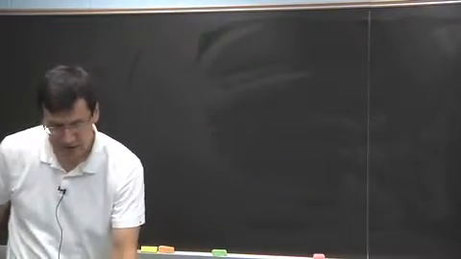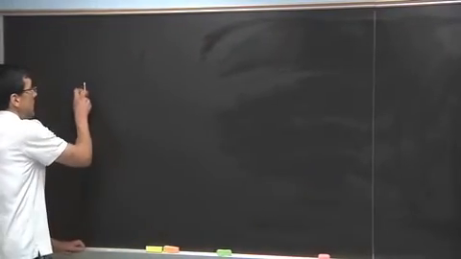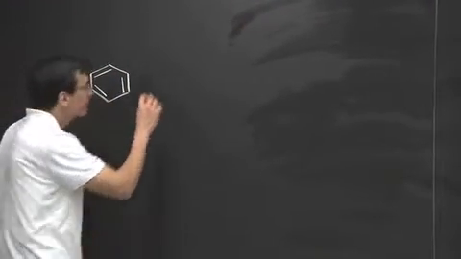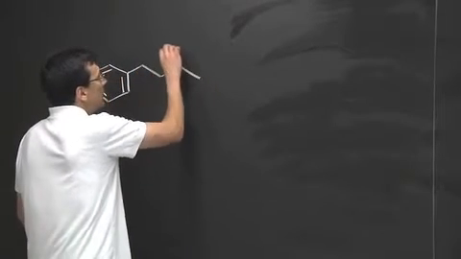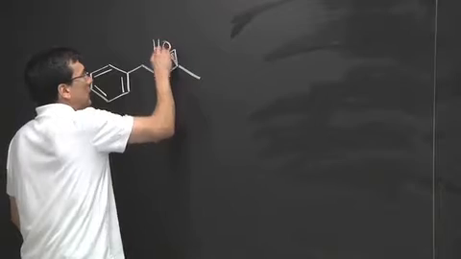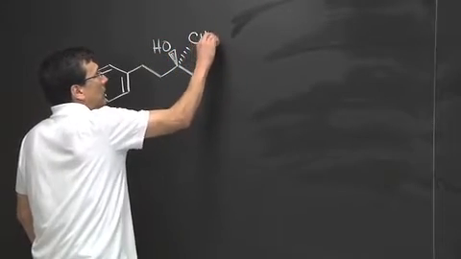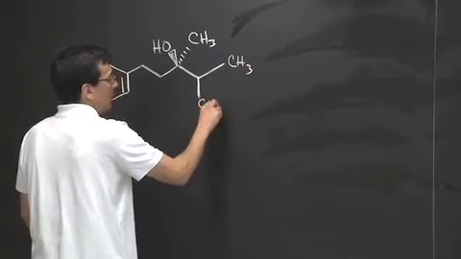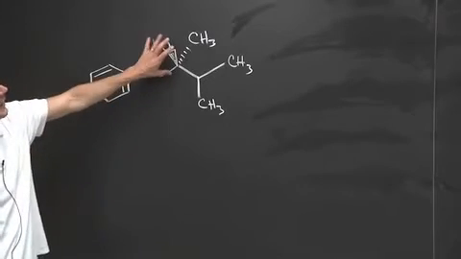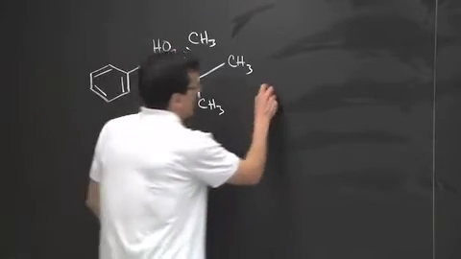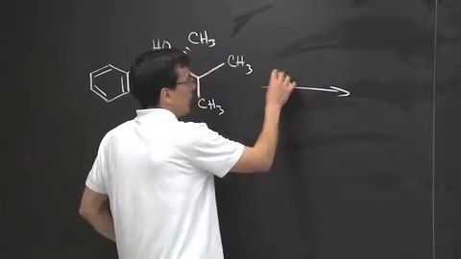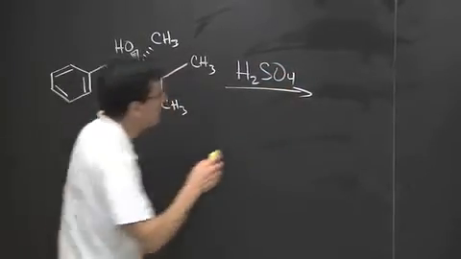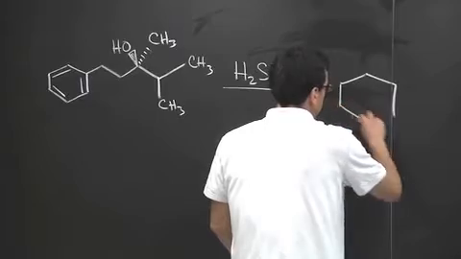Next problem is a mechanism problem. Here's the starting material. It has a benzene ring in it. It has a tertiary alcohol. And this molecule was treated with acid, sulfuric acid. And the product looks like this.